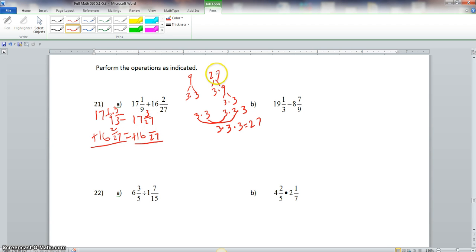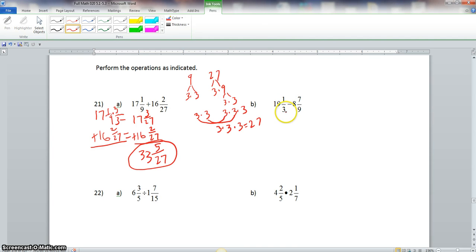Now here we look at 27. What does 9 have that 27 does not? It doesn't have anything 27 does not. So we'll carry over this 2. So we'll keep the 2 over 27 the same. Now we can add these fractions. 3 over 27 plus 2 over 27 is 5 over 27. And 17 plus 16 is 33. So you have 33 and 5 27ths.